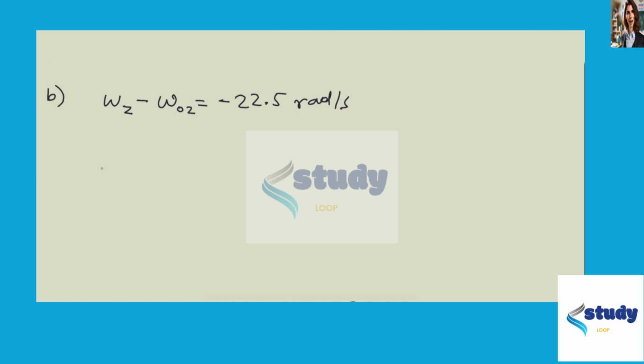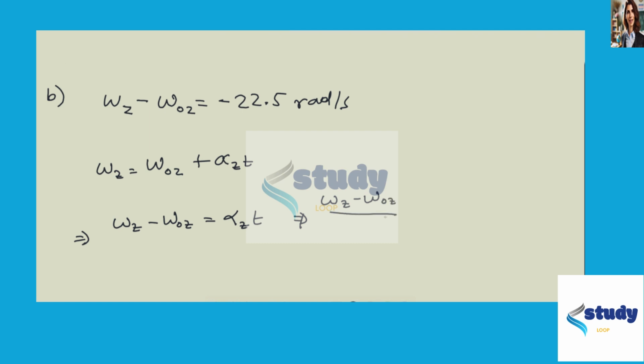The reason there's a negative sign is, again, because it's decreasing. Also, we can use the equation omega z equals omega oz plus alpha z times t to find the time. From here we can write omega z minus omega oz equals alpha z times t, so t equals omega z minus omega oz divided by alpha z.